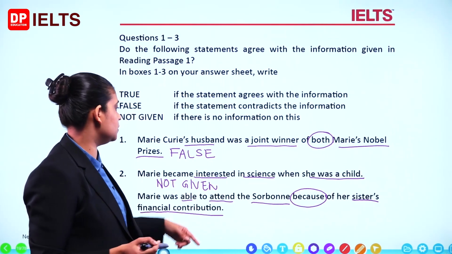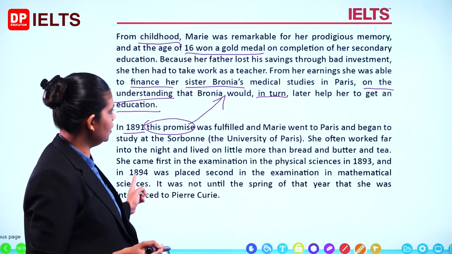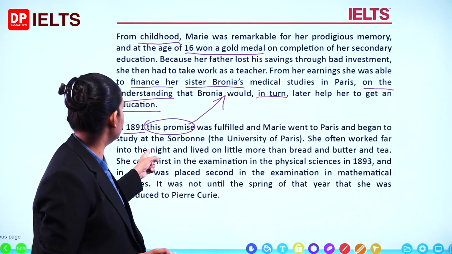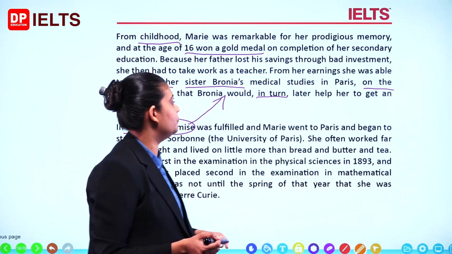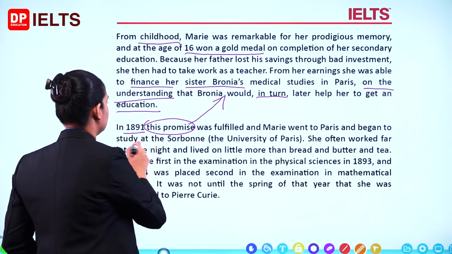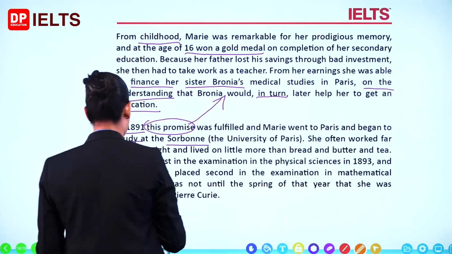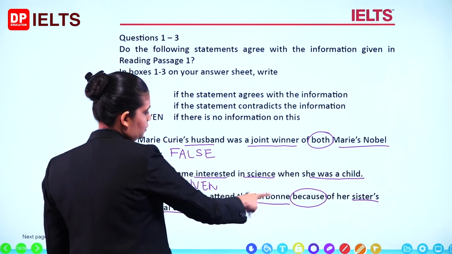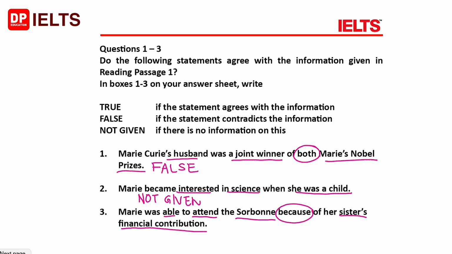So she was able to attend Sorbonne. We don't know if it's Sorbonne. Let's see. Began to study at the Sorbonne, the University of Paris. Yes, she began to study, and that was at Sorbonne. So able to attend the Sorbonne because of her sister's financial contribution. Yes, and that is true. So you can see it's not just matching the keywords, but it's also understanding the concept behind it.